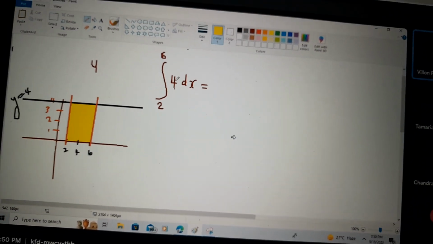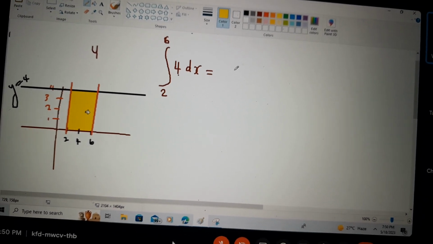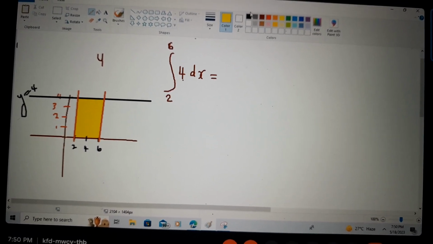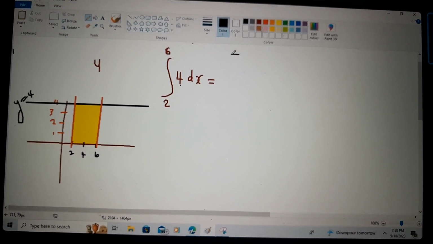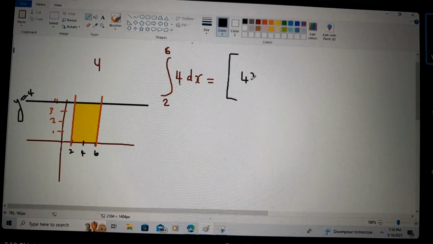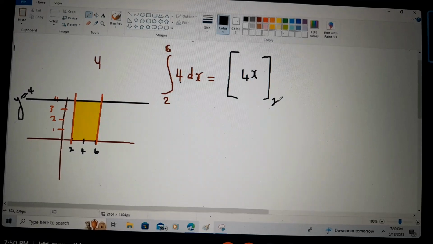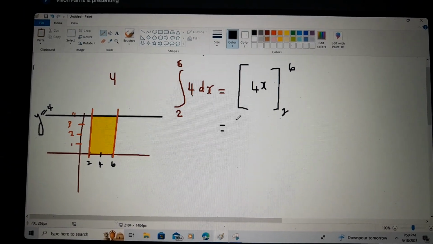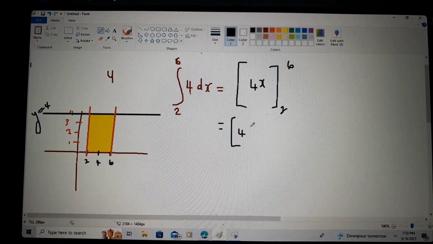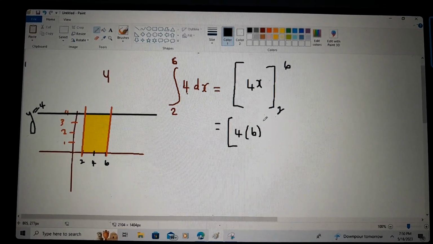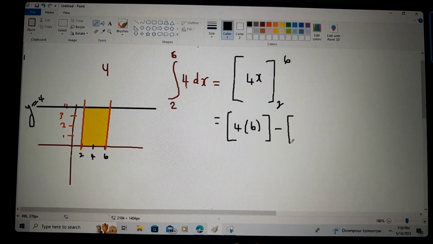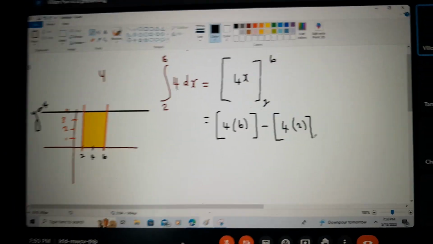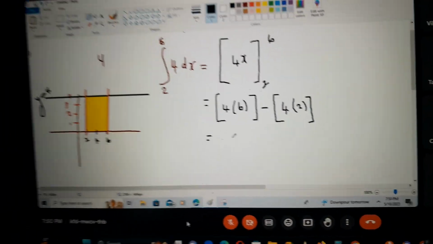So we integrate. When we integrate 4, what do we get? 4x. And we take our lower limit 2 and upper limit 6. So in this case, we only have one part to work out and we know we need a difference. So it will be 4, we substitute 6, and then we minus 4, substitute 2. Is this clear to everyone? Yes, sir.